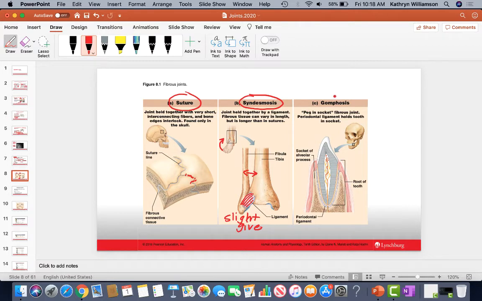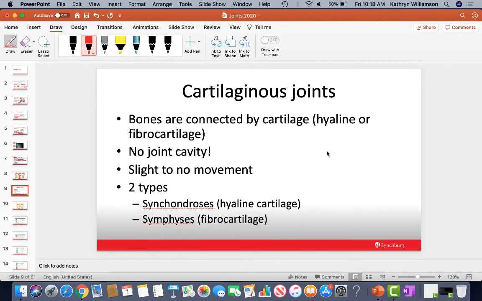And then a gomphosis, which is basically a tooth and socket type of joint. We see this with your mandible and your maxilla. So no movement there. There shouldn't be any movement at the teeth. The second type of structural classification is cartilaginous joints. As you would imagine, these are joints connected by cartilage. We know that there are three types of cartilage: we've got hyaline cartilage, we've got fibrocartilage, and can you remember the third type of cartilage?